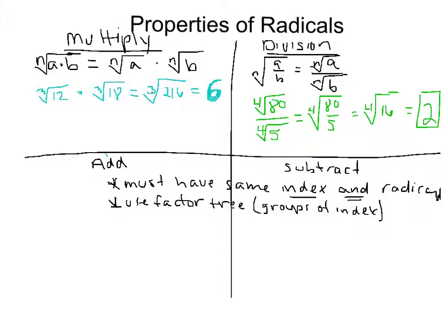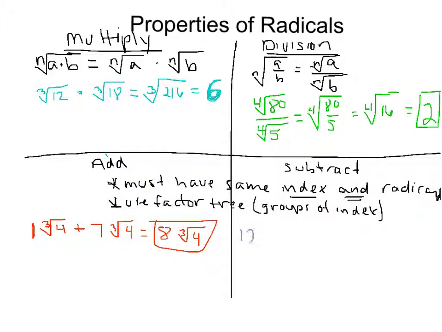So if we look at the cube root of 4 plus 7 cube roots of 4, if you notice these have the same index, which is 3. They have the same radicand, which is 4. So we're just going to add them together. This is like saying I have 1 cube root of 4 plus 7 cube roots of 4. That means I will have 8 cube roots of 4. And that would be my answer. Subtraction, much the same way, we're just going to be subtracting.